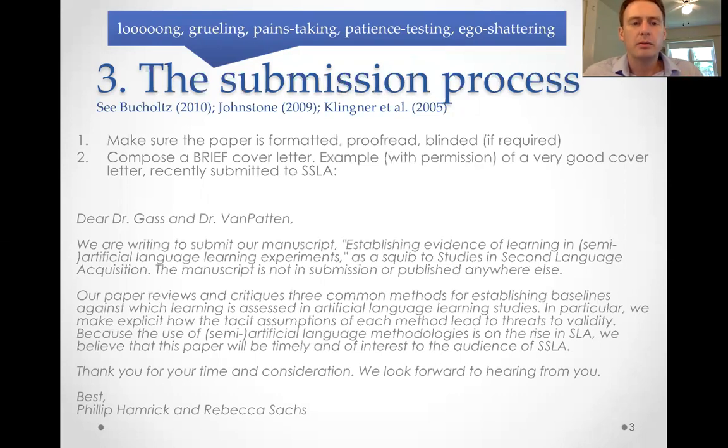I'll just highlight a couple. I'll read it here so we can read along. "We are writing to submit our manuscript, establishing evidence of learning in semi-artificial language learning experiments as a squib to studies in second language acquisition. The manuscript is not in submission or published anywhere else. Our paper reviews and critiques 3 common methods for establishing baselines against which learning is assessed in artificial language learning studies. In particular, we make explicit how the tacit assumptions of each method lead to threats to validity."